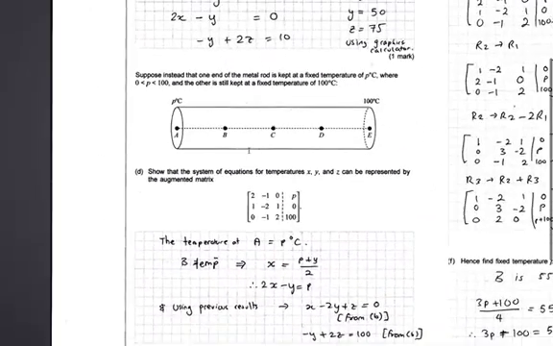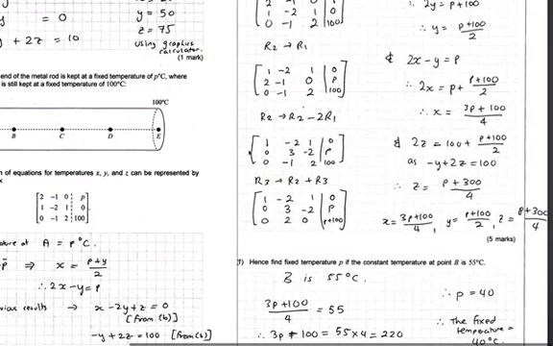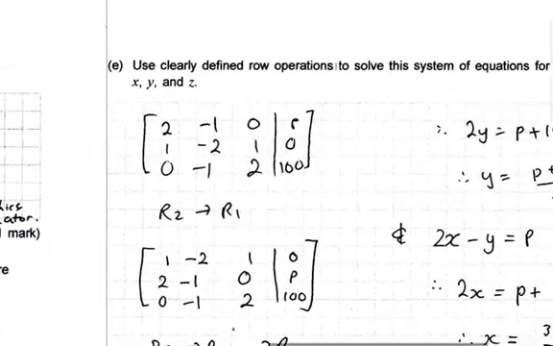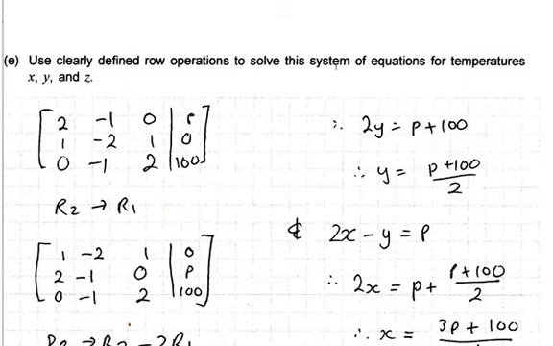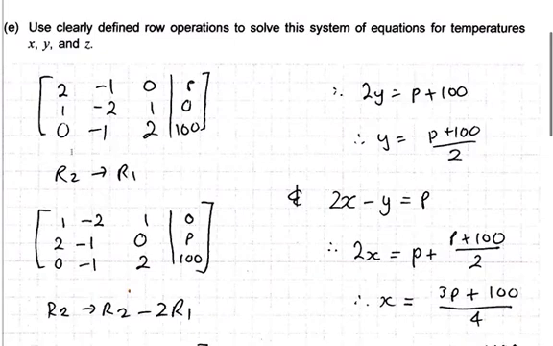Okay, so now we're doing it for where there is no 0 degrees, but p degrees, which is unknown. So we're asked to use clearly defined row operations to solve this system of equations for temperatures x, y, and z. So first off, I'm going to swap row 2 and row 1, because it's going to make it easier in the long run.